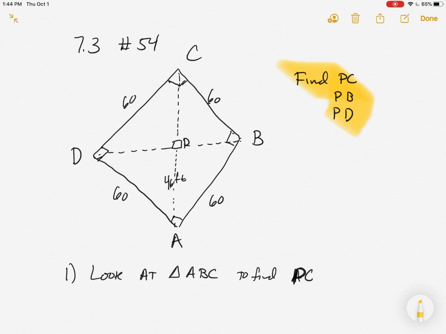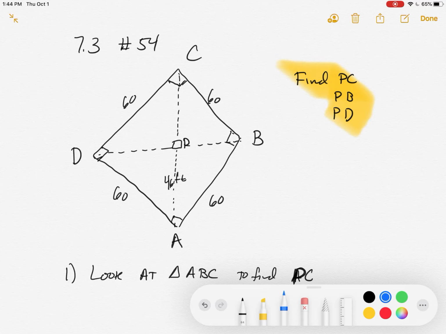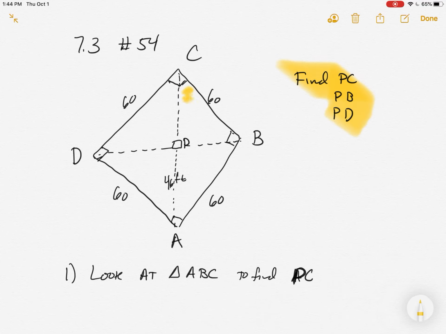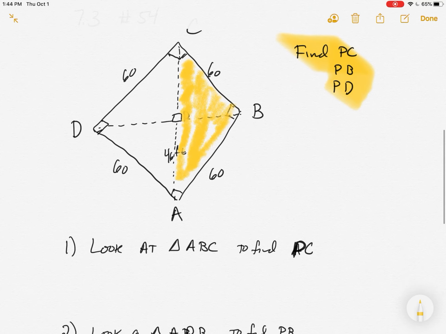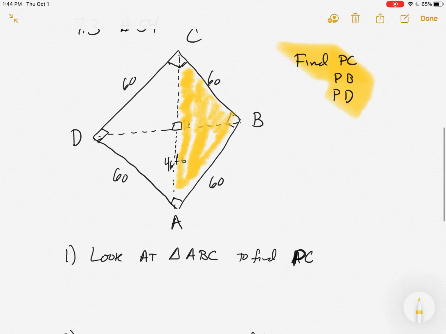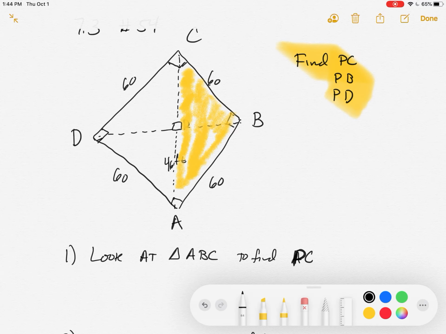So the first triangle that we're going to look at, and let me come in here with the yellow, we're going to look at this triangle right here. We're going to look at this big fat triangle ABC. Sometimes when they try to describe it's a little bit hard. So let's talk about some things that we know. We know it's a right triangle.